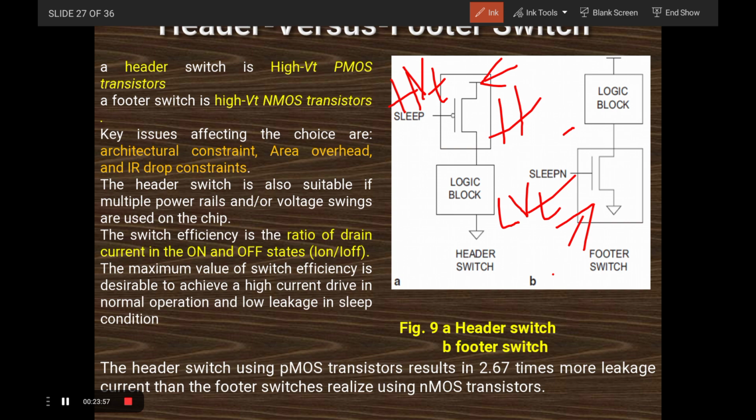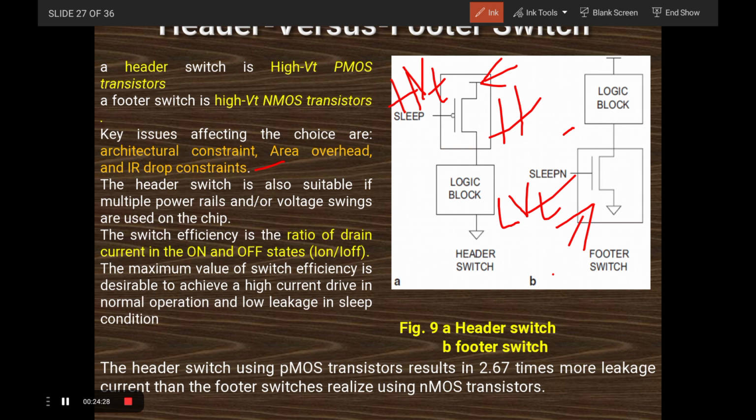As well as the key issues affecting the choice are architectural constraints. That means by using the corresponding header and footer switches, obviously the area also increases, and IR drop constraints are somewhat important. The header switch is also suitable if multiple power rails or voltage sinks are used in the switch. So the header switch is also useful for different applications. As well as if you are using any switch, switching activity is also very important. That also decides how the device is operated, how fast it is operating.